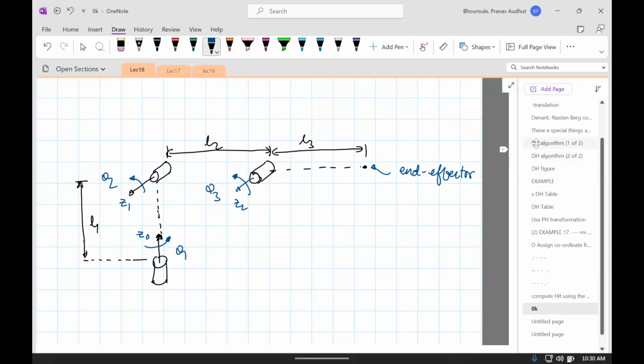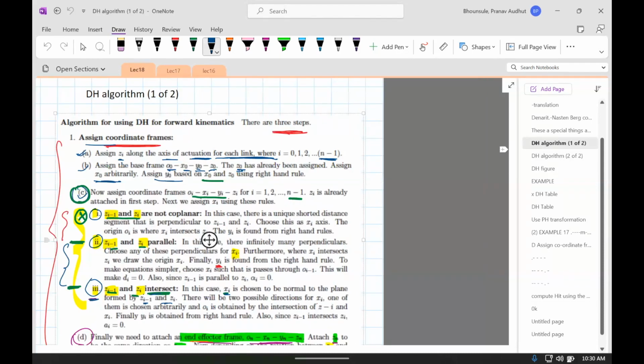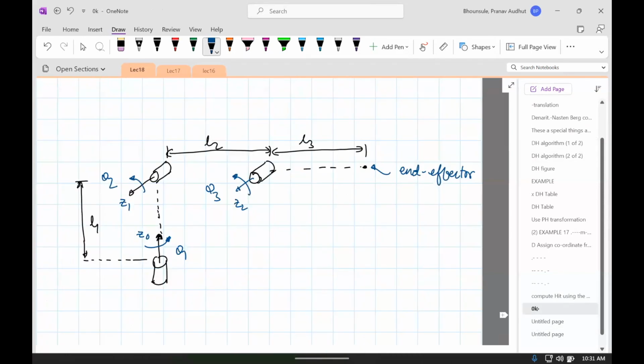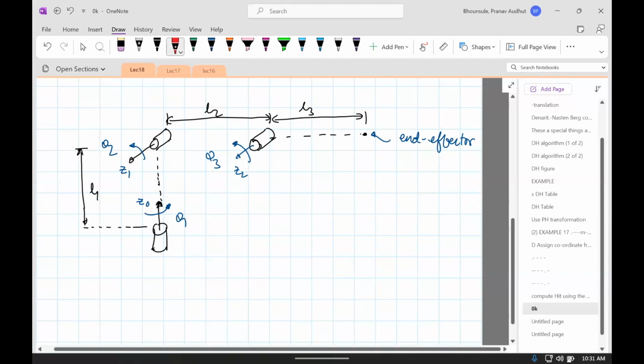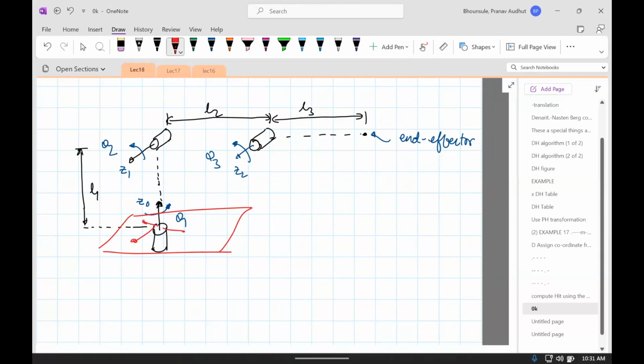Second step is assign the base frame O0, X0, Y0, Z0. The Z0 has already been assigned, as we saw. Assign X0 arbitrarily and Y0 based on X0, Z0. So if you go back, we need to assign X0. Now, you could assign X0 to anything in this plane. You could assign it this way, this way. It doesn't really matter. It has to be 90 degrees. It's really your call. So what I did was, I'll just follow my notes. I just decided to assign it along this way. Again, there's no reason why you can't assign it this way. That's fine too.